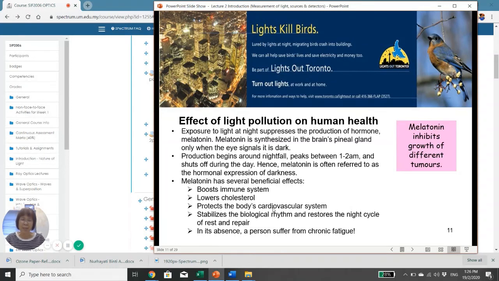Now, in the absence of this, a person can suffer from various problems. One of them is that research finds that melatonin actually inhibits the growth of different tumors. So without this hormone, chances are that you are giving room for tumors to grow. So please don't stay up late into the night every day. Once in a while, when you need to meet your assignment, that's fine.